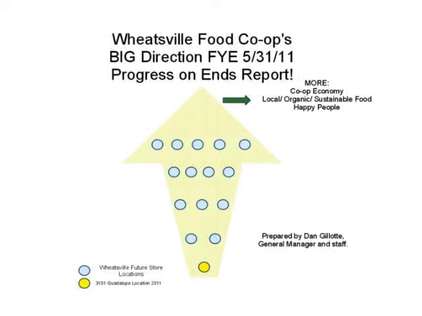One example of this comes from Dan Gelati at Wheatsville Co-op in Austin, Texas. After looking at the board's ends policies and analyzing them with other managers, Dan reported back to the board that his interpretation of the policy is that there will be, in their community, more co-op economy, more local, organic, and sustainable food, and more happy people. It was a very fun, broad-brush way of thinking about the policy. And then Dan goes on in his ends report to explain how he will be measuring each of those outcomes.